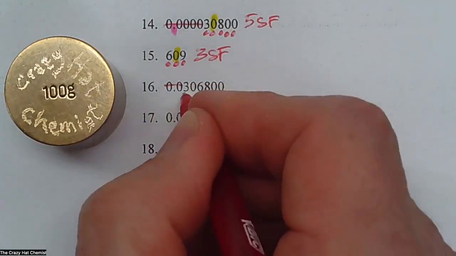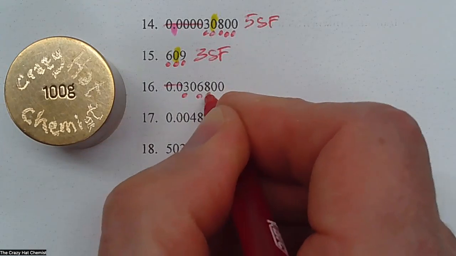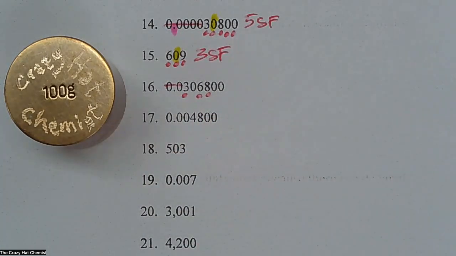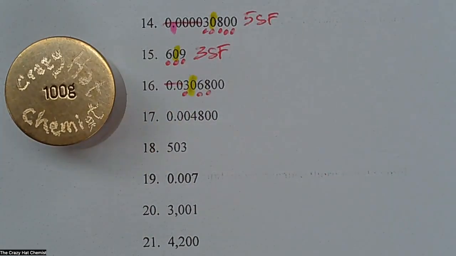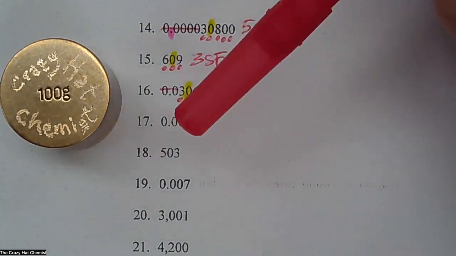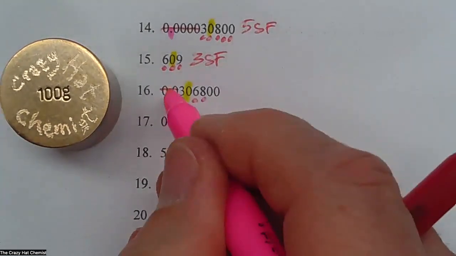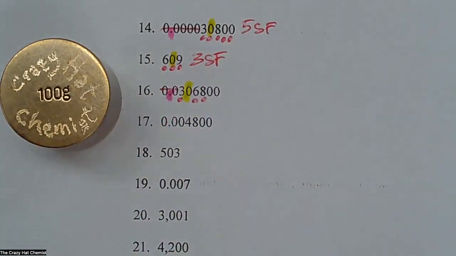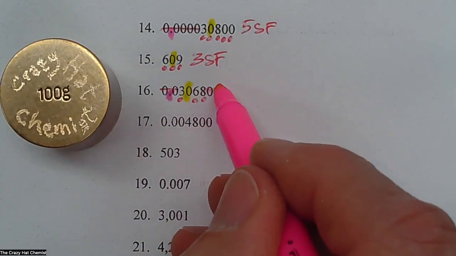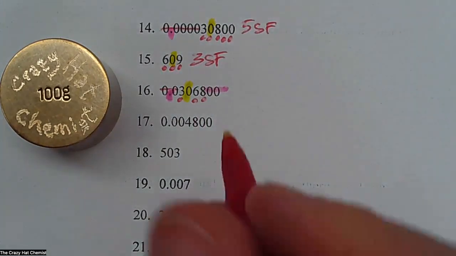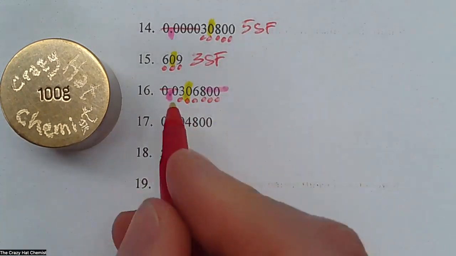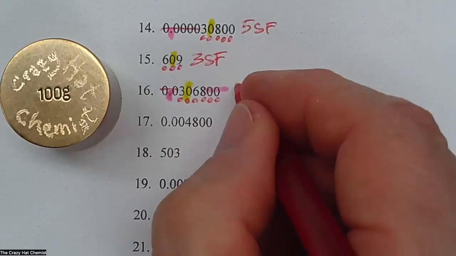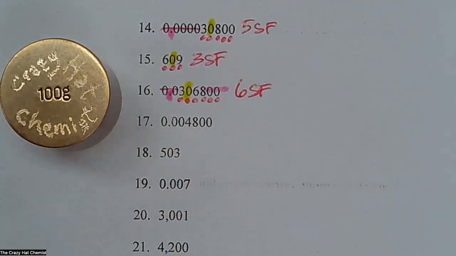Leading zeros do not count. The 3, the 6, the 8 count because those are non-zero integers. This is a captive zero. That captive zero counts. And wait, but there's more. This is a decimal. Therefore, these two trailing zeros count because there's a decimal in the number. So captive zero counts, trailing zeros count with a decimal. So that is 6 significant figures.